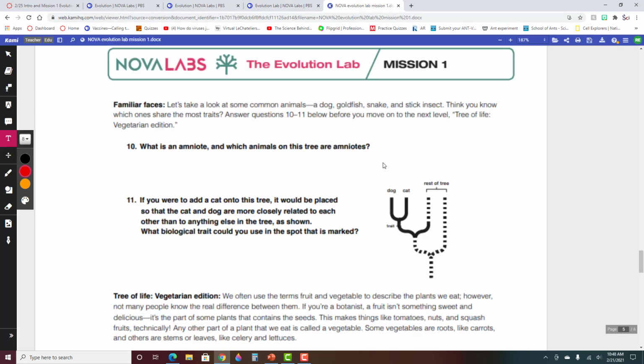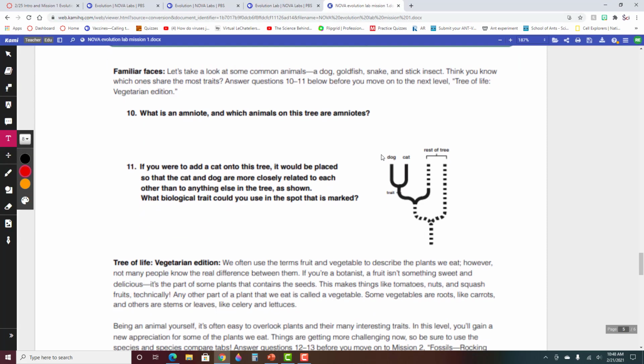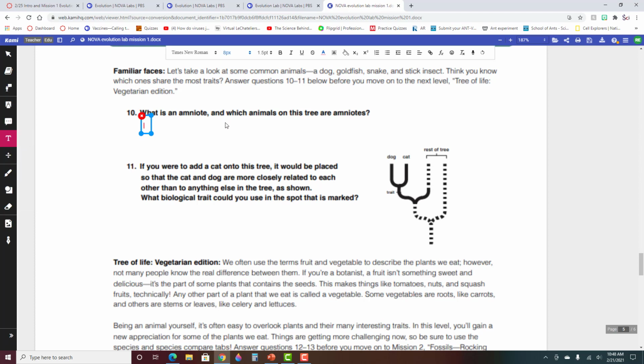Now you're going to go to your paper here. So what's an amniote and which animals on the tree are amniotes? And so an amniote is a special kind of egg that is self-contained and often has a shell. It has a yolk part.